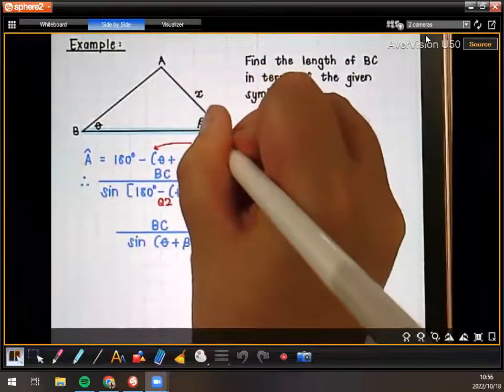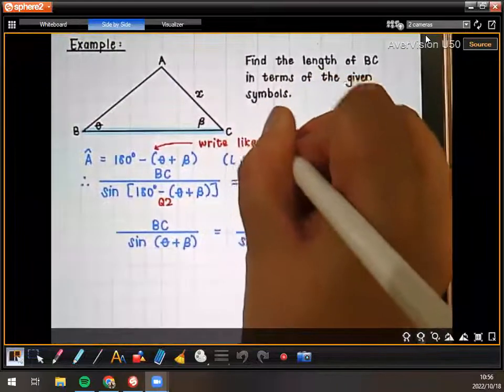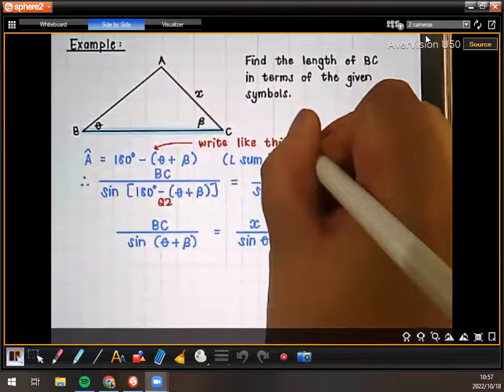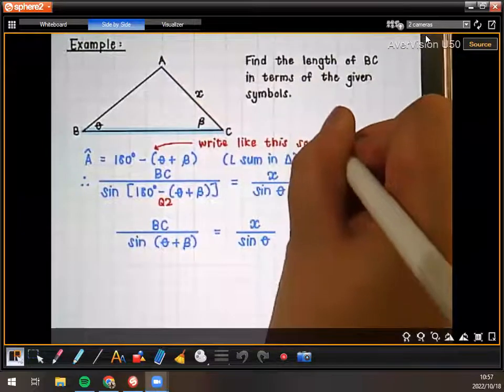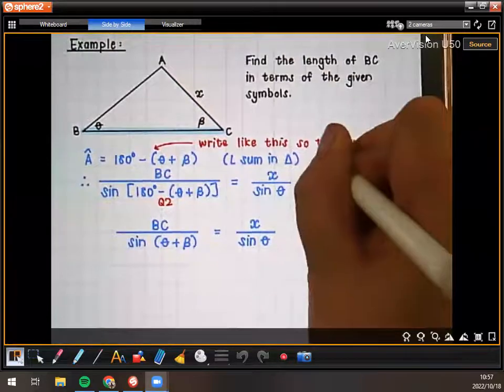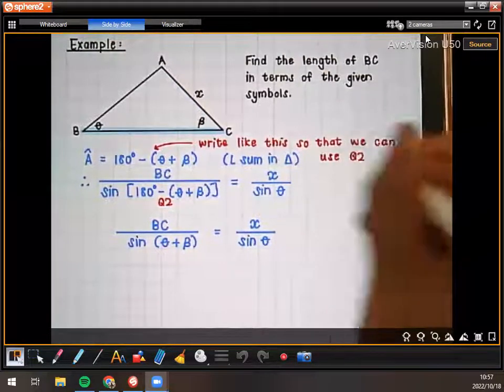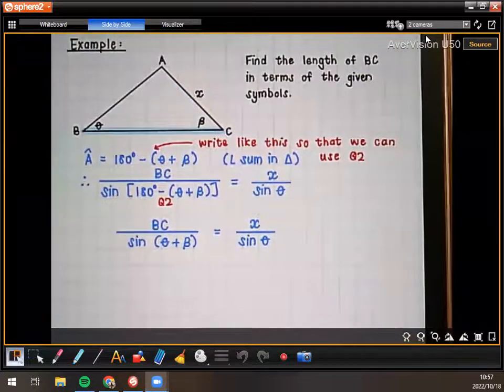Right, like this, so that we can use problem 2. If you had the 180 minus theta, then you wouldn't have been able to do it.